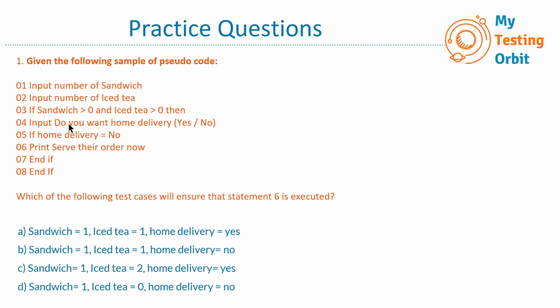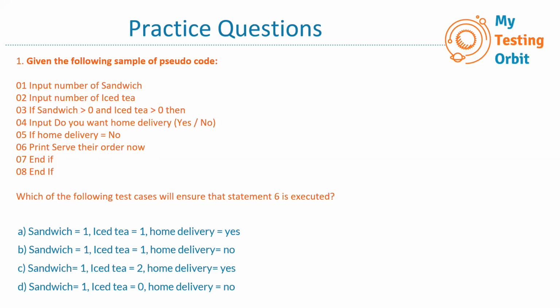Sandwich 1, if sandwich is 1, which is greater than 0, iced tea is greater than 0, and home delivery is no, then this will be executed. If this is yes, then of course it will not be executed. Okay, so that's really good.